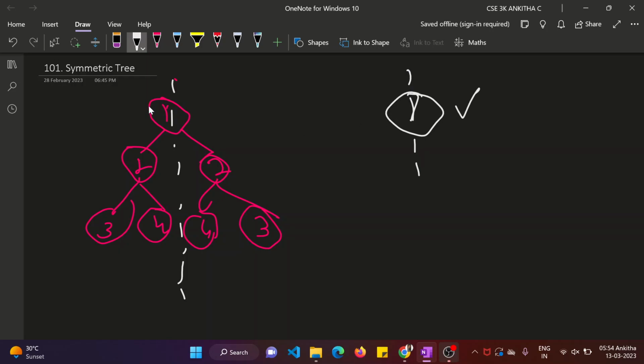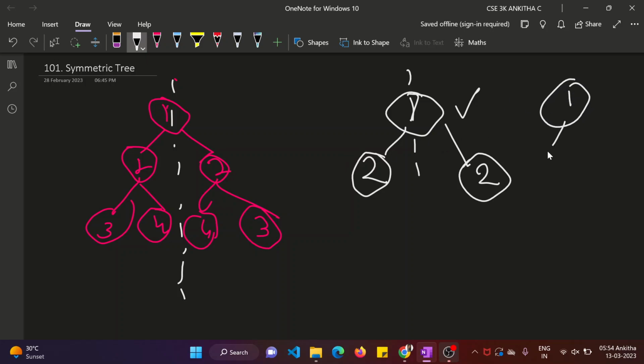This is symmetric, yes. And then comes the two nodes, that is 2 and 2 over here. So if you have a tree like this, what's the mirror of this node when it comes to the left side? This left node will become the right node of the root. So you can observe here, 2 is the left node of the tree and it is also a right node of the tree, which is symmetric to each other. That's the mirror of itself.